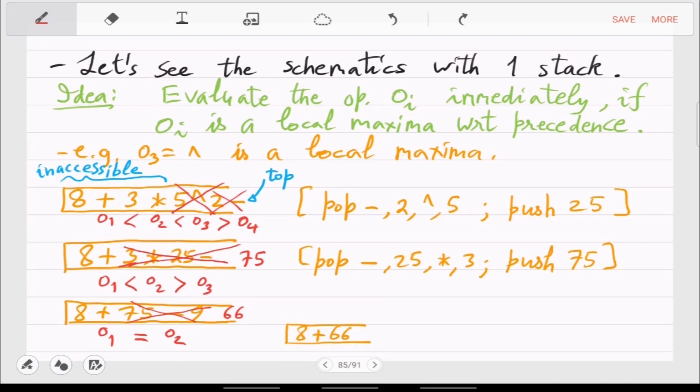Now plus is again the operator to be done on 8 and 66. So this you have to remove and push 74. So that will be the answer. Right, so you have now a stack with a single element, a single integer. So that integer you output as the answer. So this is the rough sketch of the steps in the pseudocode.